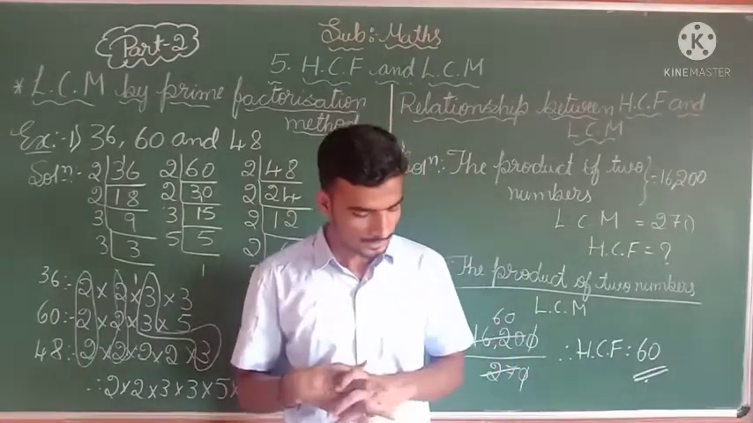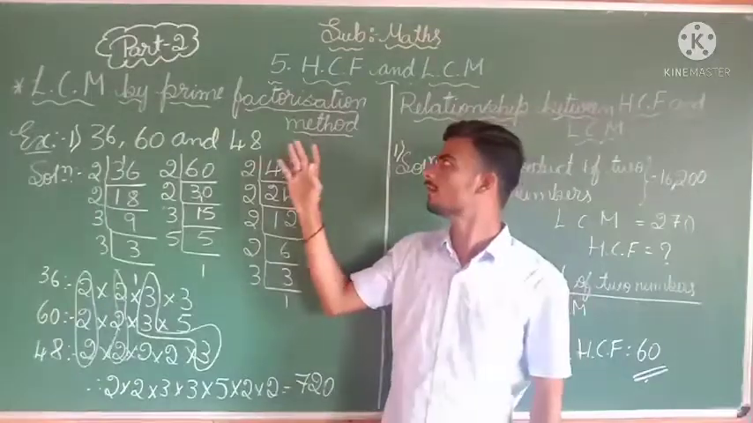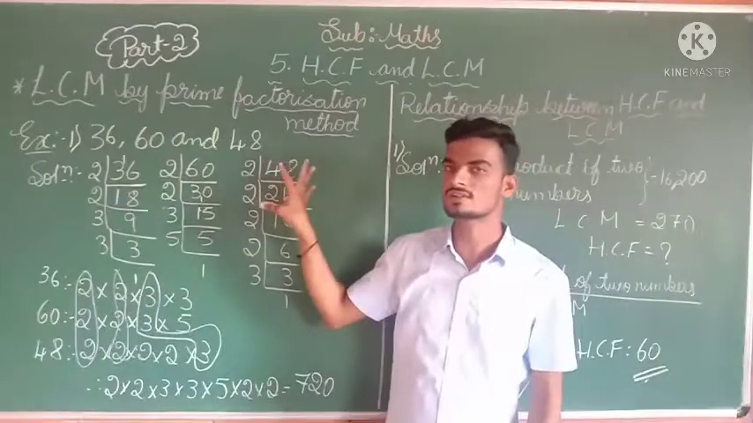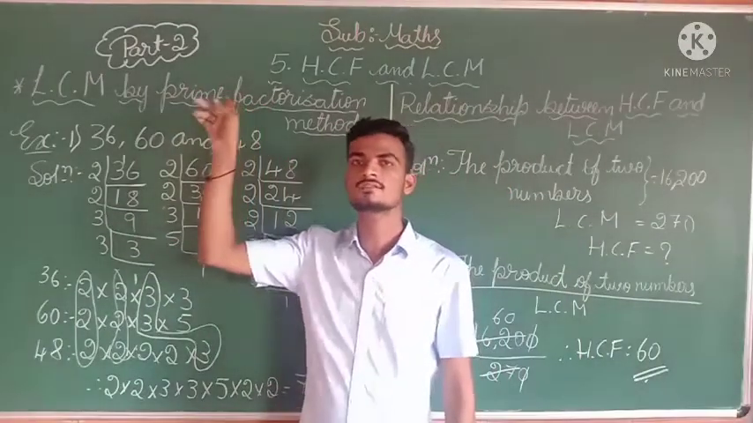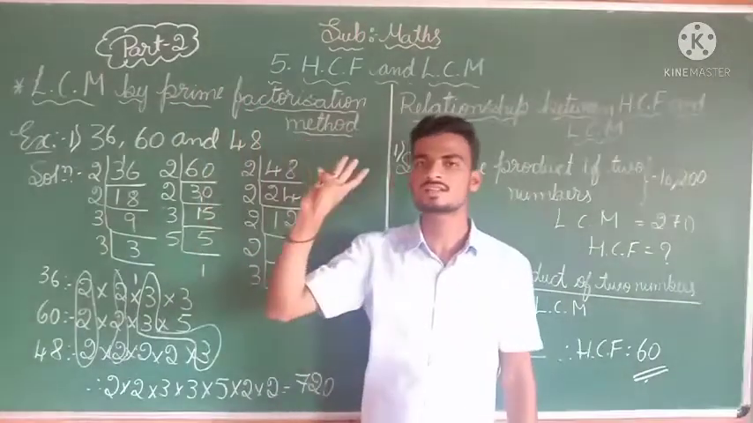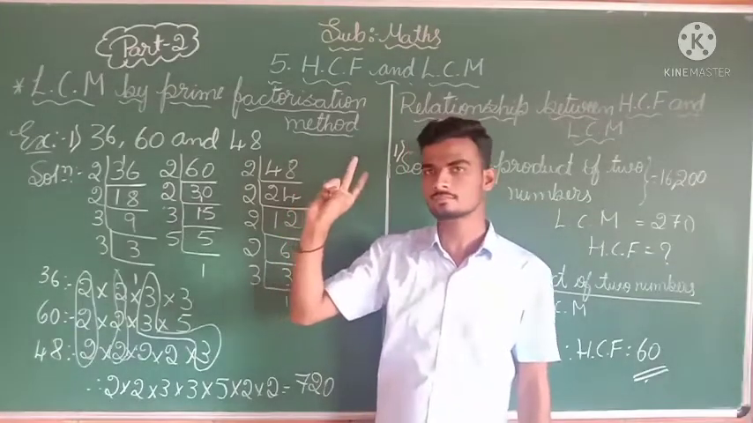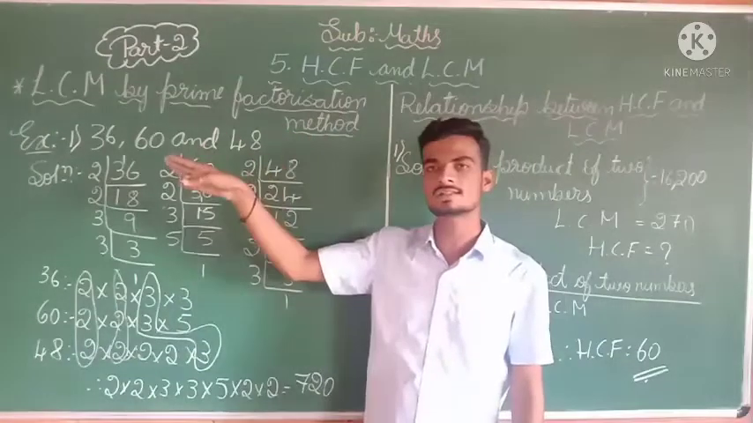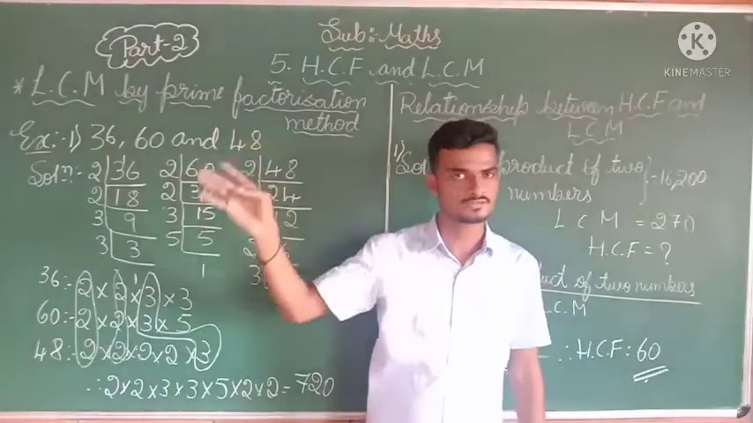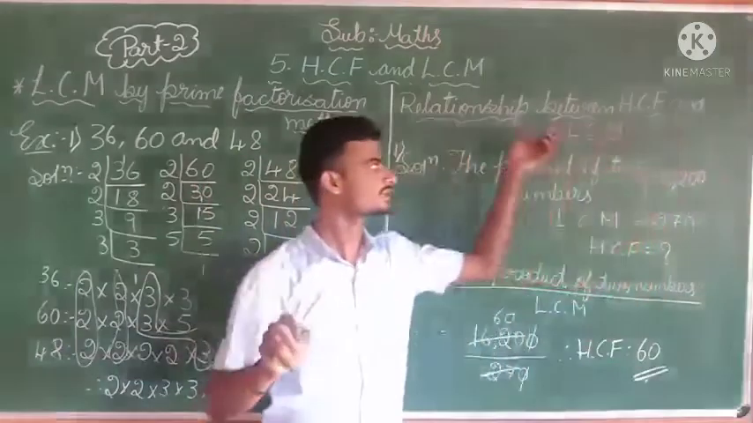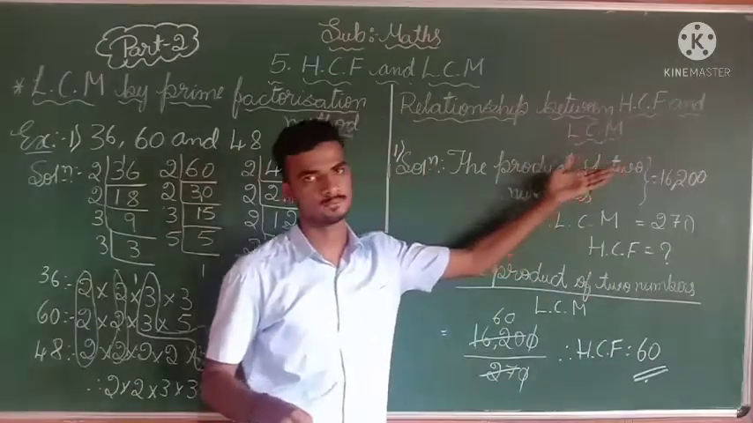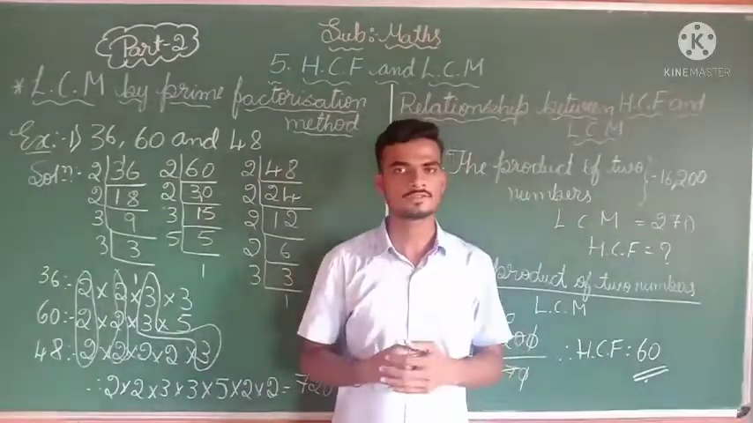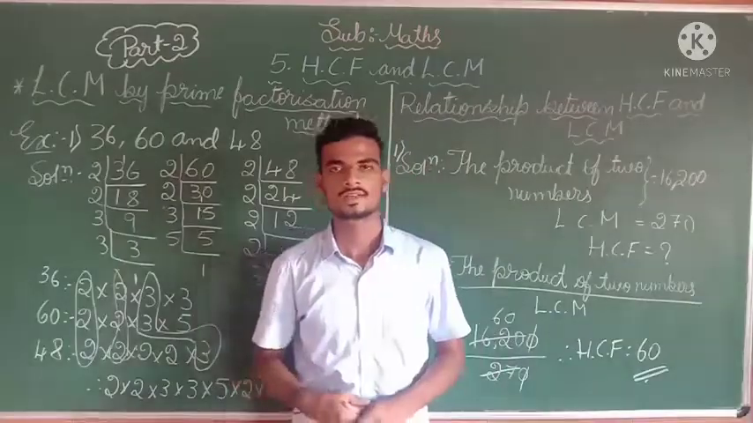This is about this chapter, HCF and LCM. In the chapter, first we discussed the HCF. In the HCF we discussed three types of methods: the inspection method, finding factors, and common factors. In LCM also we followed the same three types of methods, and one more, the relationship between HCF and LCM. These are all the topics we have discussed under the 5th chapter, HCF and LCM. Okay, thank you.